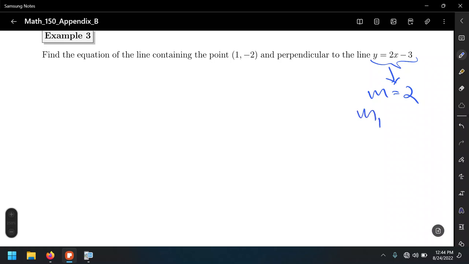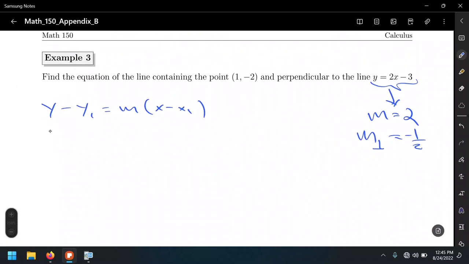So m, and this symbol that looks like an upside down uppercase T, means perp. That's to denote that we're finding the slope of the perpendicular line. That's a 1/2 with an opposite sign. And we're ready to find the equation of the line. y minus y1 equals m times x minus x1, where the y1 is the point. So that's y minus -2, another smile rule here, and -1/2 x minus 1. So that's y plus 2 equals -1/2 x plus 1/2, careful with signs.